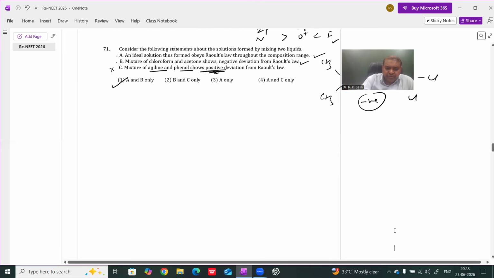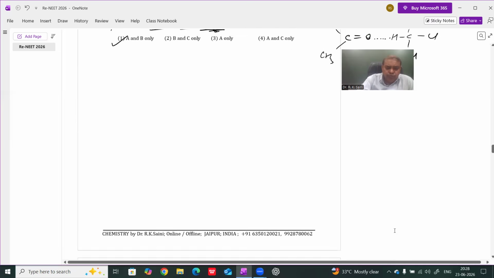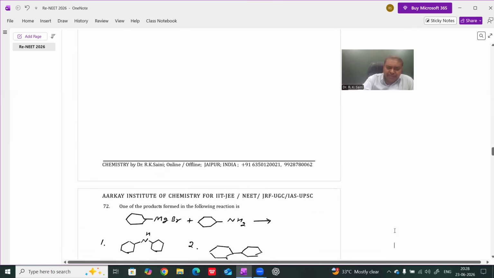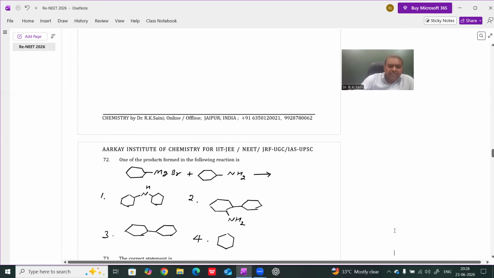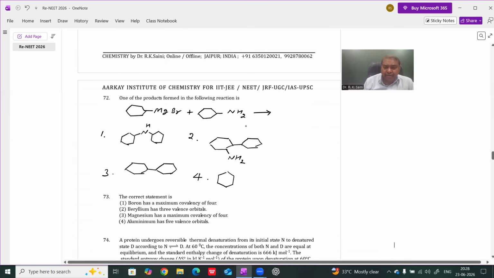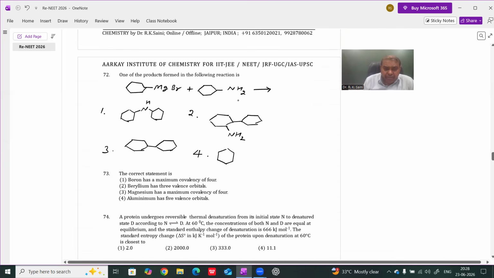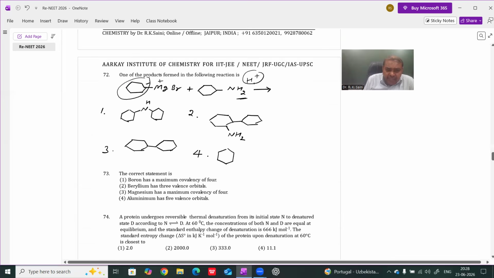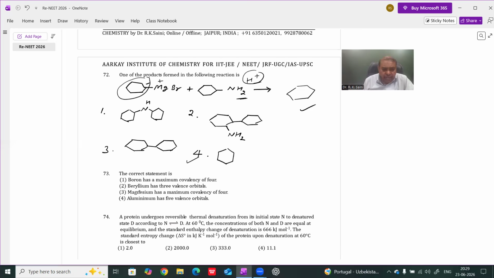Question 72. Very easy and simple reaction. The reaction of a Grignard reagent with a primary amine. We note that a primary amine contains active hydrogen, and active hydrogen means it furnishes H plus ion. In the Grignard reagent, magnesium carries a positive charge and carbon a negative charge, and hence the anion reacts with H, and hence the product is cyclohexane only. Fourth option, nothing. Question next.